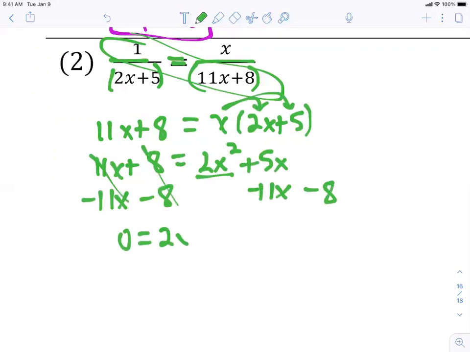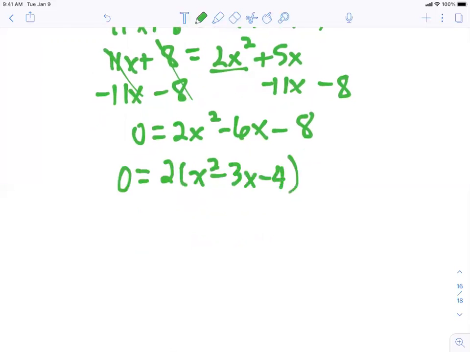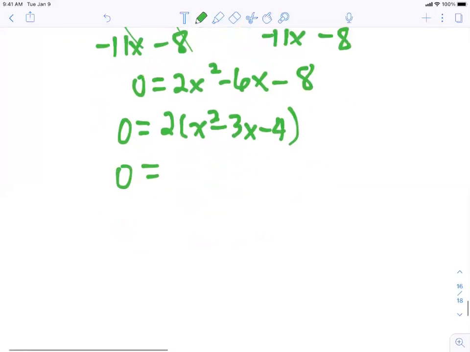Because when you're factoring, remember, it has to be equal to 0. So 5 minus 11 is going to end up being negative 6x, and bring down the 8, negative 8. Now, to solve this is typically where you would always start with pulling out a GCF. So I can take a 2 out of each of my terms.